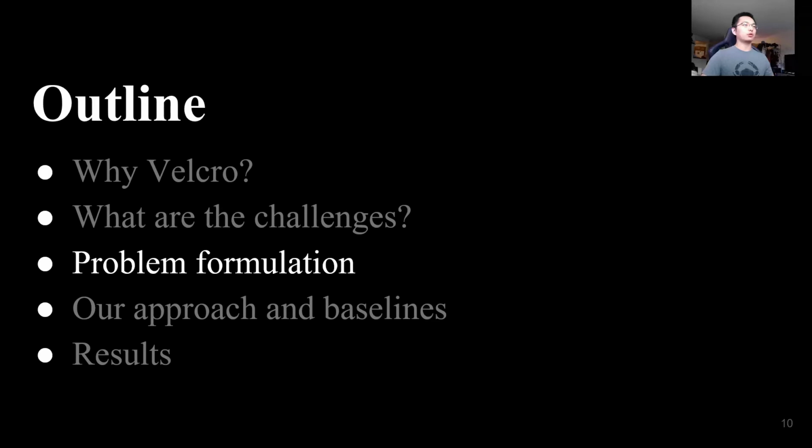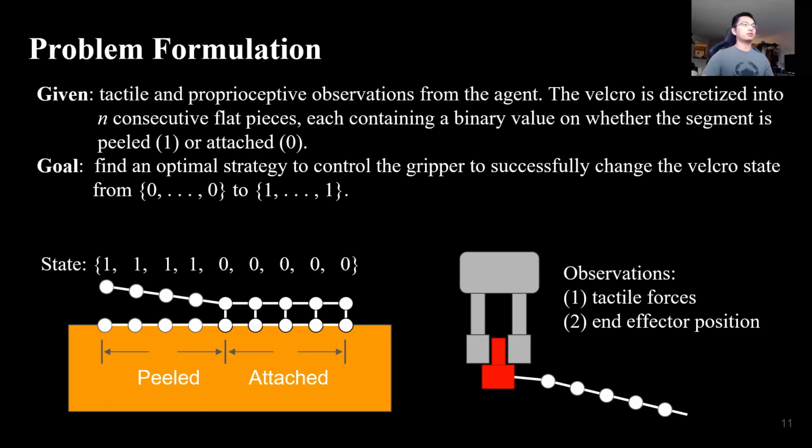Next, I'm going to talk about how we formulate this problem. We discretize the Velcro into m pieces, and for each piece, we have a binary value on whether it is peeled or attached. Given this model, and the tactile and proprioceptive observation from the agent, our goal is to find an optimal strategy to control the end effector so that it can completely peel the Velcro. In this case, changing the Velcro states from all zeros to all ones.